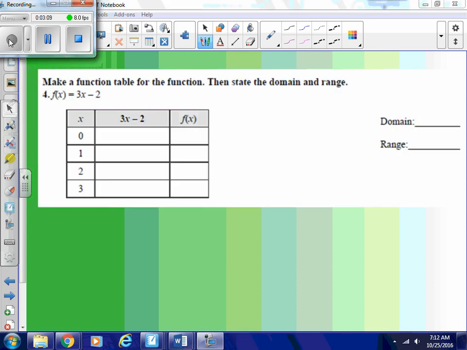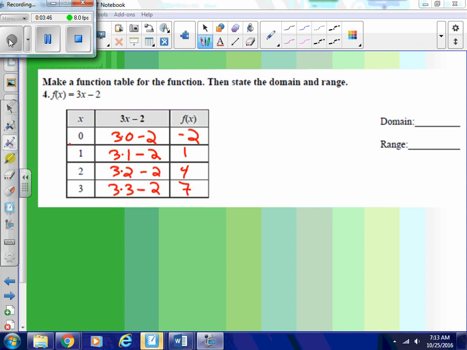Make a function table for the function, then state the domain and the range. So we've got the function f of x equals 3x minus 2, and they're telling us for x, the first time, let's plug in 0. So 3 times 0 minus 2. 3 times 0 is 0 minus 2. That's negative 2. Then we'll plug in 1. 3 times 1 is 3 minus 2 is 1. 3 times 2 is 6 minus 2 is 4. And finally, 3 times 3 is 9 minus 2 is 7.